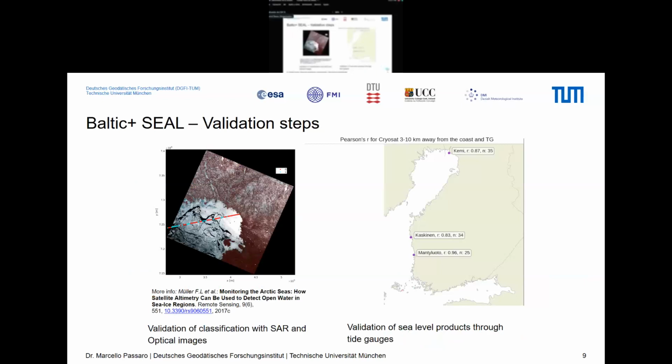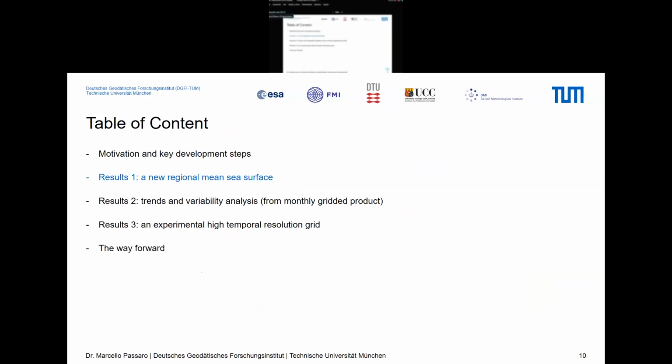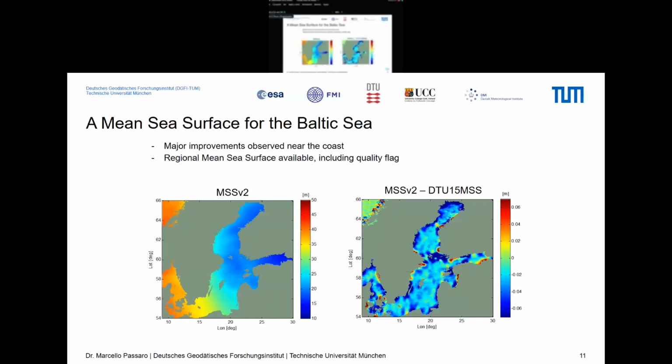For example, we checked the classification of sea ice in open water against optical images that can be seen on the left. And of course, we validated the data against tide gauges in terms of correlation, RMS, and trend differences as well. As one outcome of the study, we provide a new estimate of the mean sea surface, which can be seen here. And also, we see some improvements with respect to previous version, like the DTU 15, which shows, in particular in the coastal zone, some artifacts and some spatial variability.